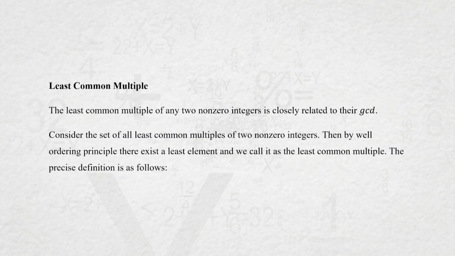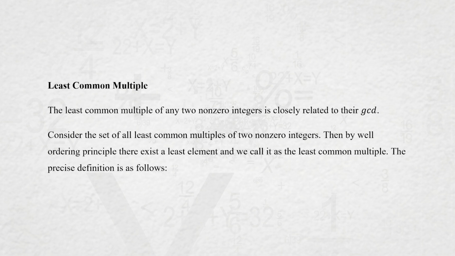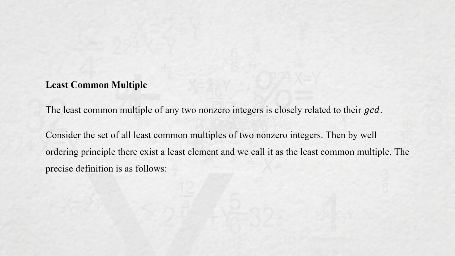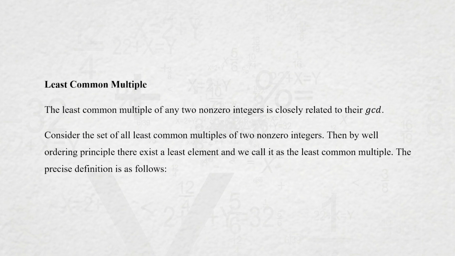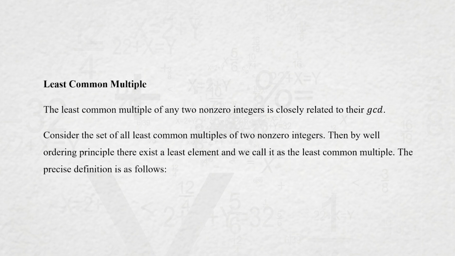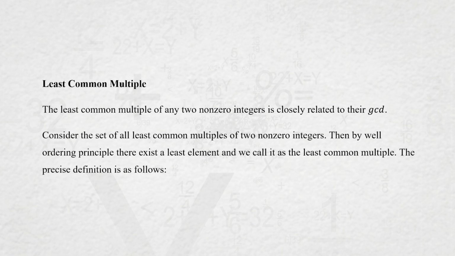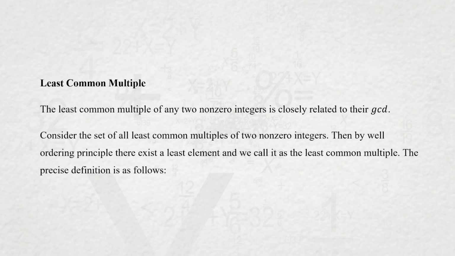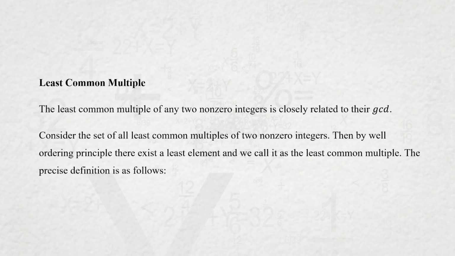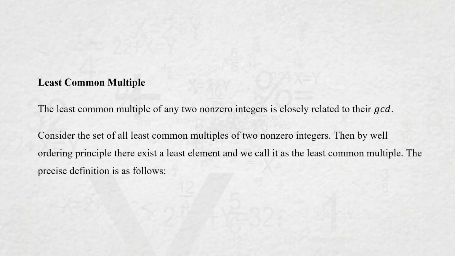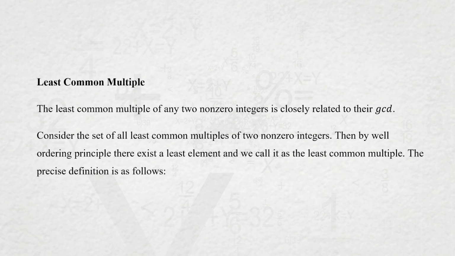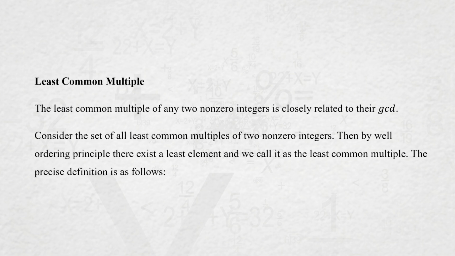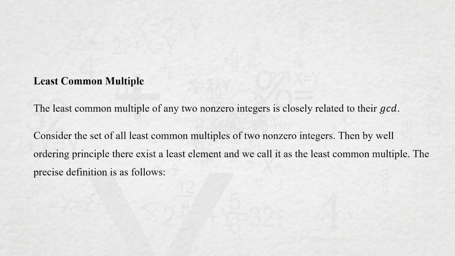Next, we shall see the definition of least common multiple. We have already seen the definition of greatest common divisor. Now, we are going to see the definition of least common multiple. The least common multiple of any two non-zero integers is very closely related to GCD. Consider the set of all common multiples of two non-zero integers. Then, by well ordering principle, there exists a least element and we call that the least common multiple. That is, you have to consider a set of common multiples of the integers that has been given to you, and then out of them you have to pick the least one.